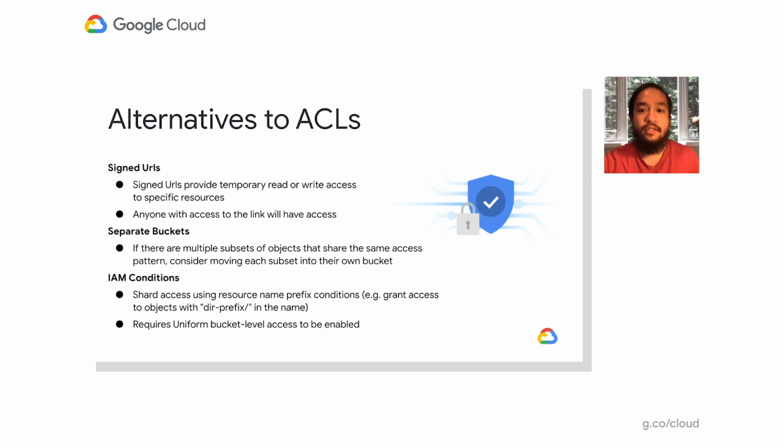Second, if you notice that certain groups of objects happen to share the same access pattern within your bucket, like they have the same object ACL set, then this might be a sign that you should be using separate buckets, one for each use case. And lastly, if your app makes use of shared prefixes in object naming, then you could also use IAM conditions to shard access based on those prefixes.